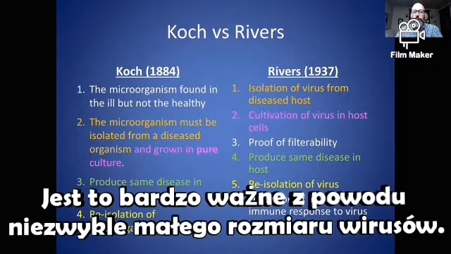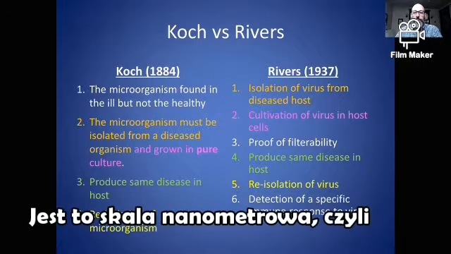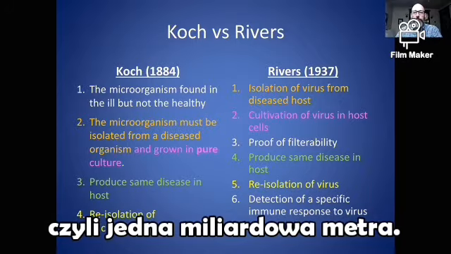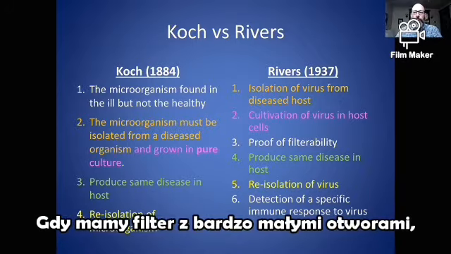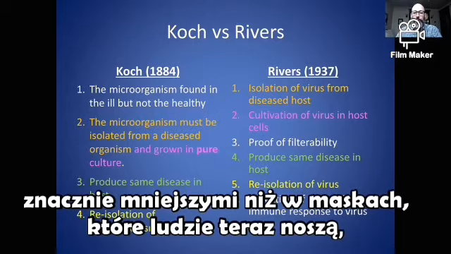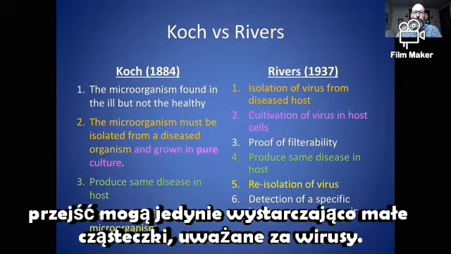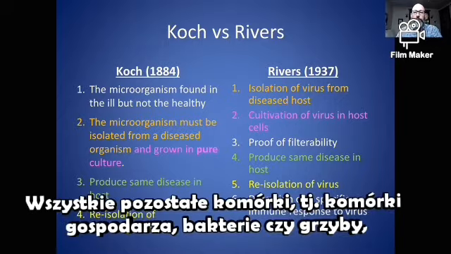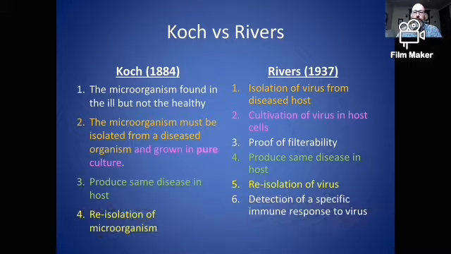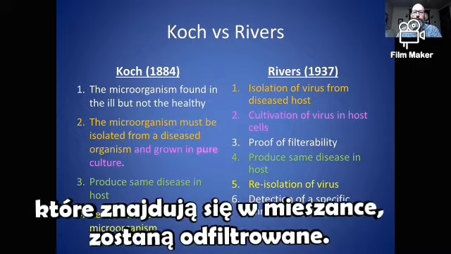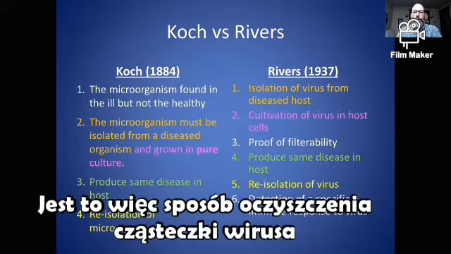And this is important because the virus particles are very, very tiny, on the nanometer scale, which is a billionth of a meter. So if they have a filter with very, very small pores, much smaller than the masks people are wearing, only the particles that are considered to be a virus can pass through, and all of the other cells, like the host cells or any bacteria or fungal cells that are in the mix, will get filtered out. So this is a way to purify the viral particle.